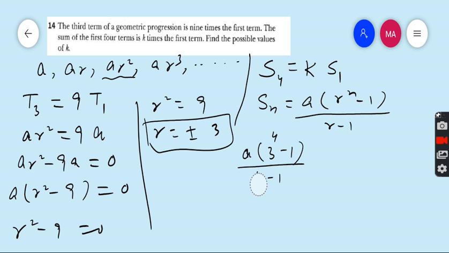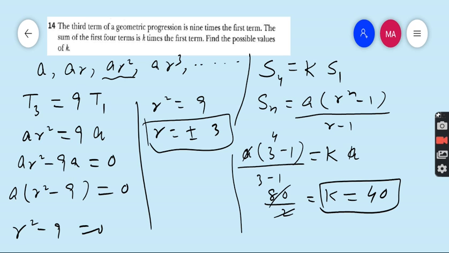With r equal to 3, this equals k times the first term. You know, the first term means a. So a cancels a, 3 to the power 4 is 81, 81 minus 1 is 80, 80 upon 2, so k is 40. So when r equals positive 3, the answer for k is 40.